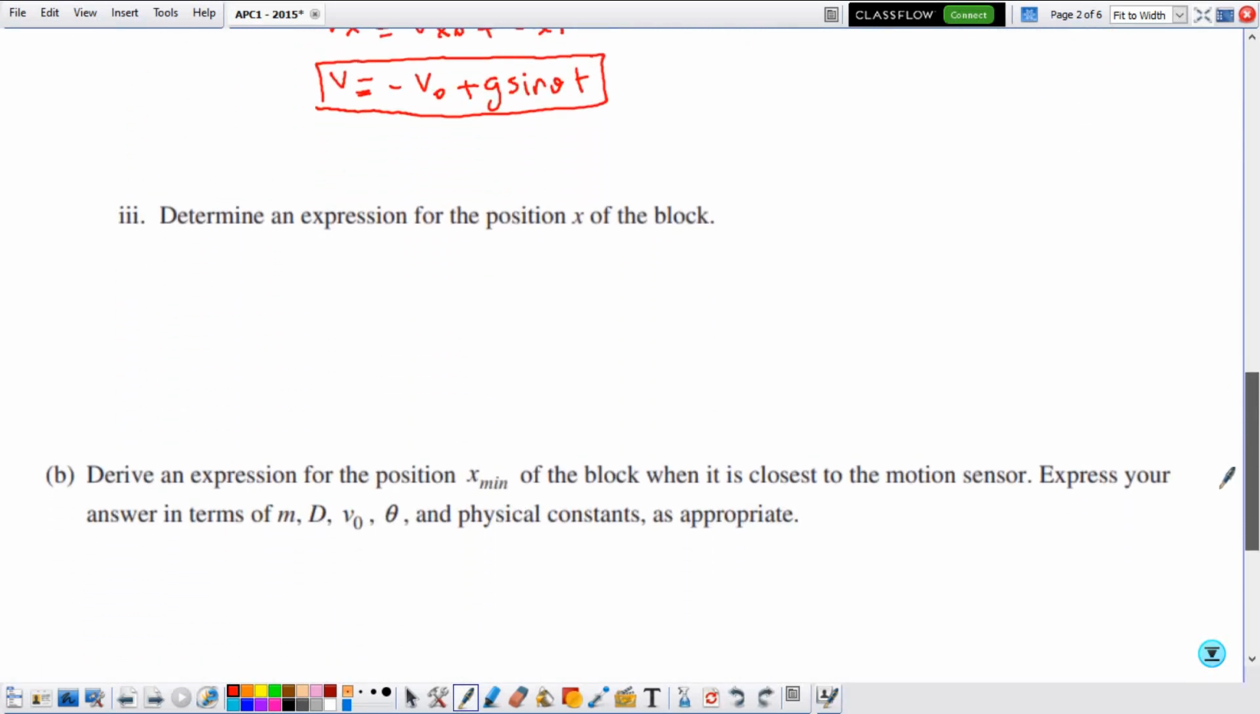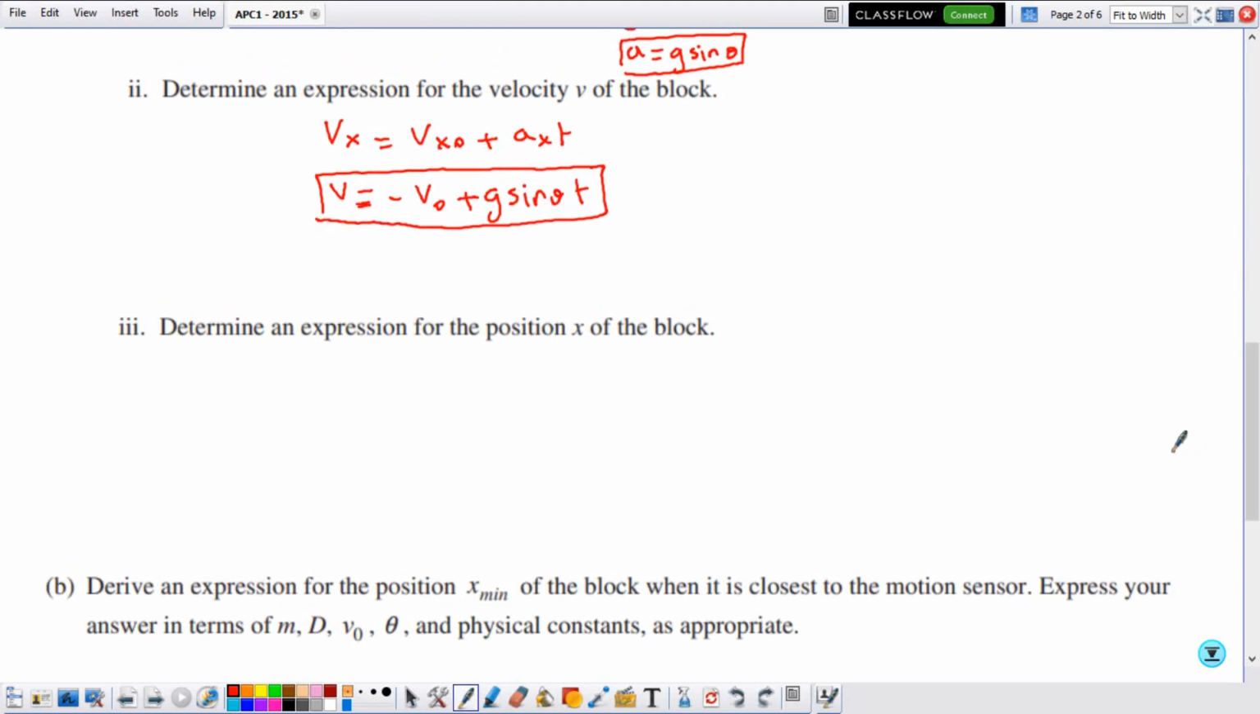Now in idea number 3, we need to determine the expression of the position x of the block. Also, this can be done by referring to the type of motion. We know that in this case, the position along the x-axis is given by x equals x0 plus vx0 t plus half ax t squared.